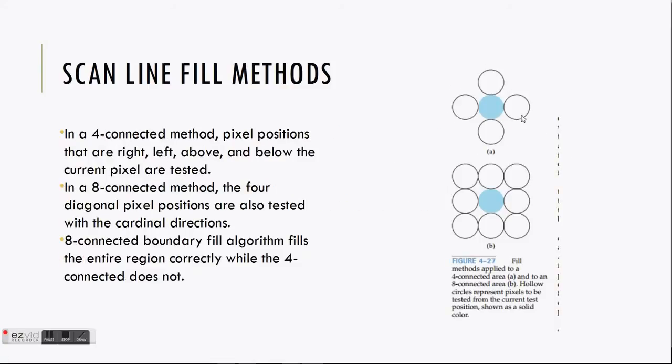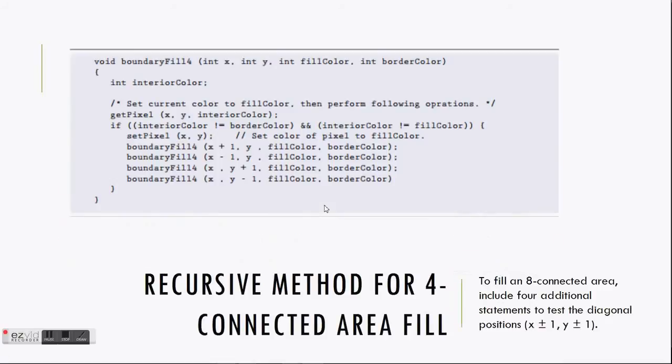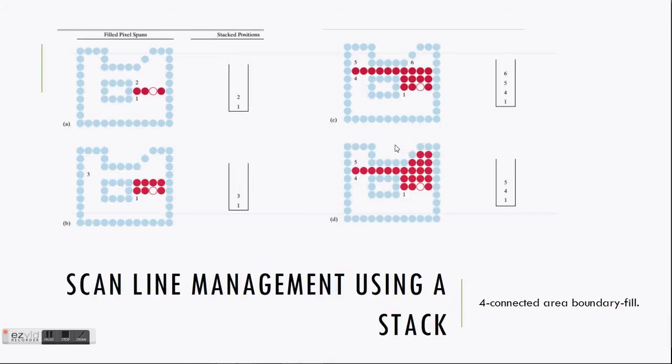Here we can see the methods 4 connected and 8 connected. The difference between 4 connected and 8 connected is the diagonal pixels. As the 8 connected takes consideration of diagonal pixels, it is much more correct than the 4 connected. This is the code where we can see the implementation of boundary fill for 4 connected, and if we need to change this boundary fill 4 to boundary fill 8 connected, all we need to do is include additional statements where the diagonal pixels are considered.